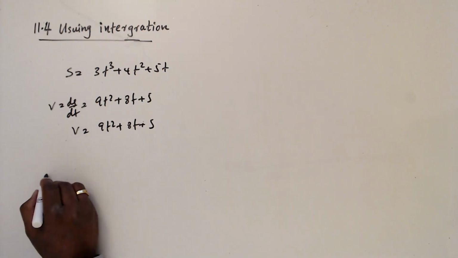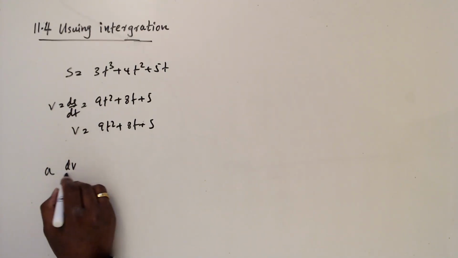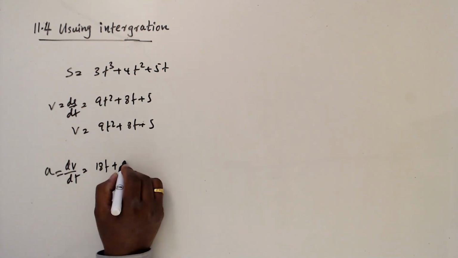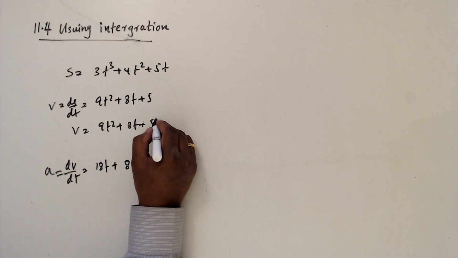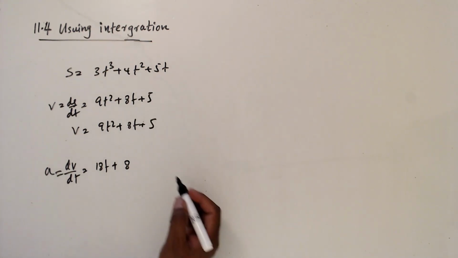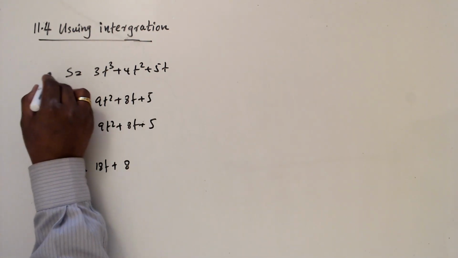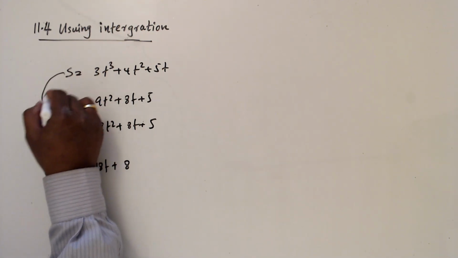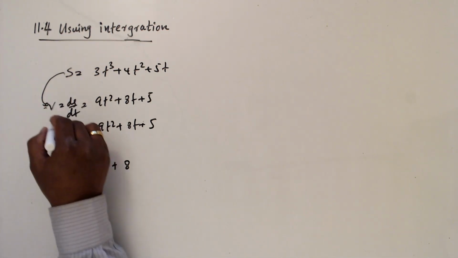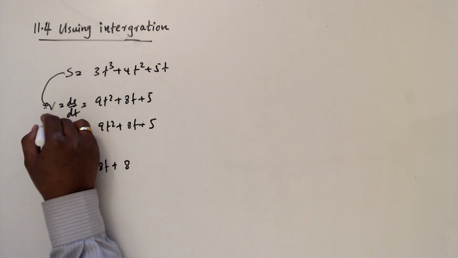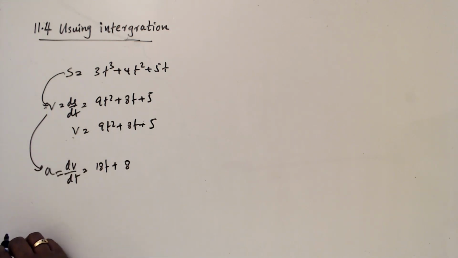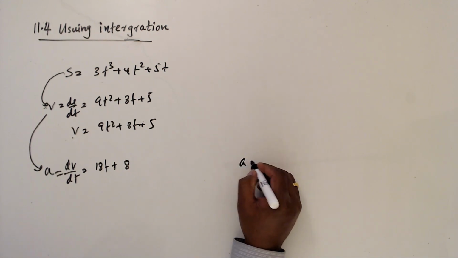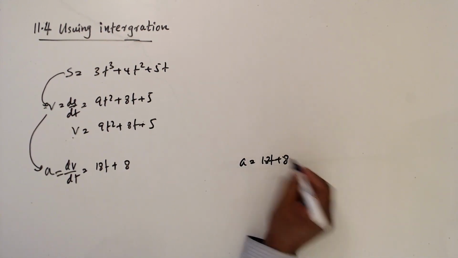And when we want to find the acceleration, we differentiate this one, dv over dt. Then this is 18t plus 8. Now we have the displacement, then we differentiate to get v, and when we differentiate v, we will get the acceleration. Now I have acceleration a equal 18t plus 8.